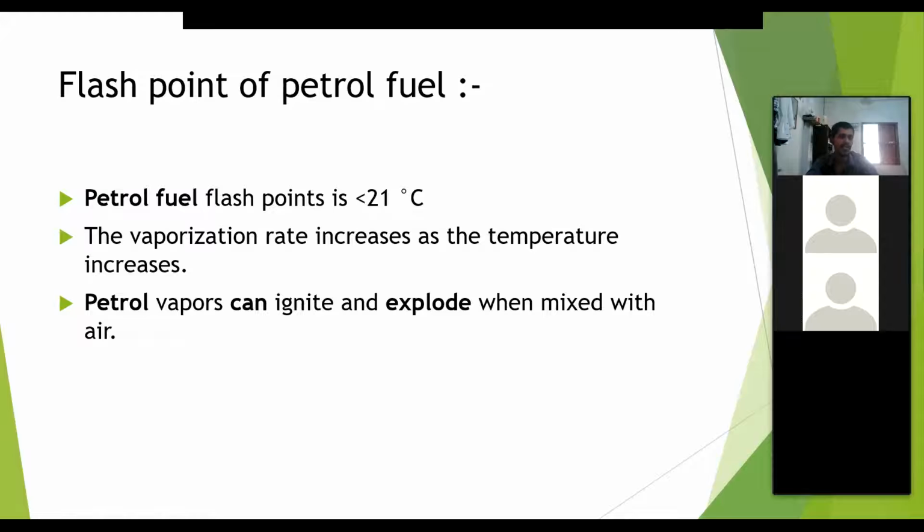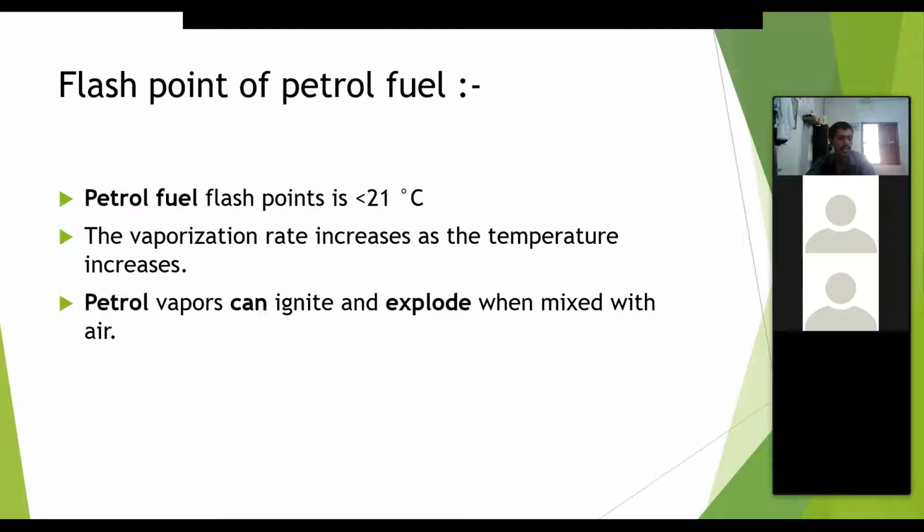So as it has a lower flash point temperature, at room temperature also it can be ignited, it can be fired, it can reach the fire point. That means petrol is dangerous, right? If we introduce any flame or something to the petrol, what will happen?